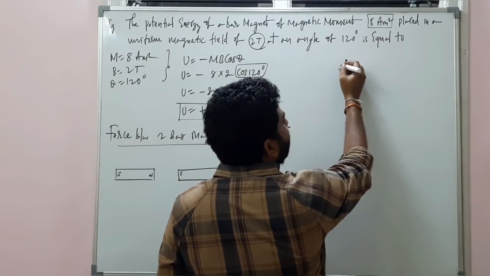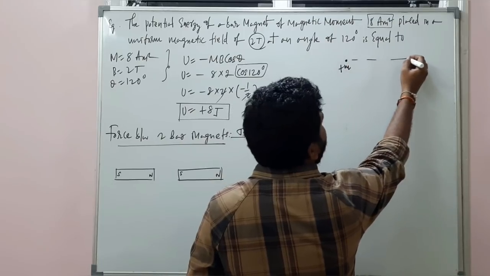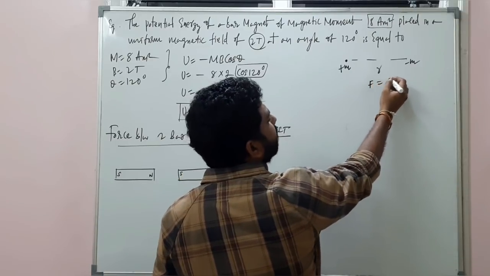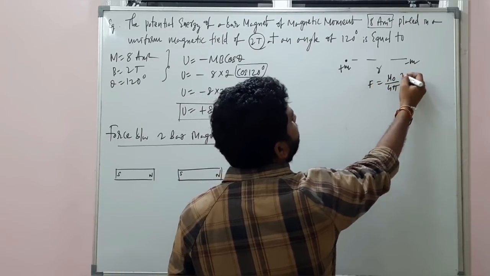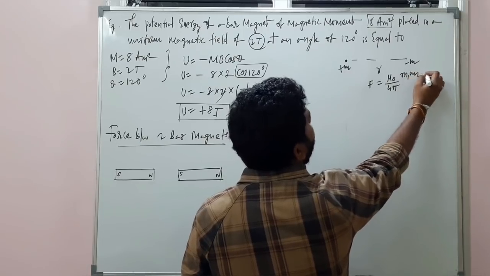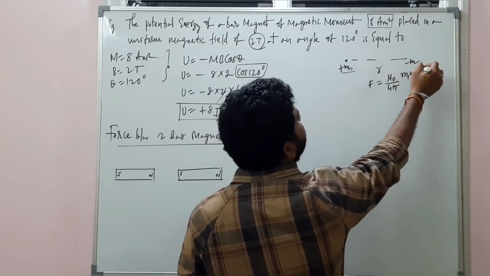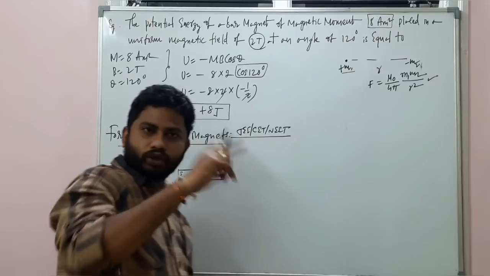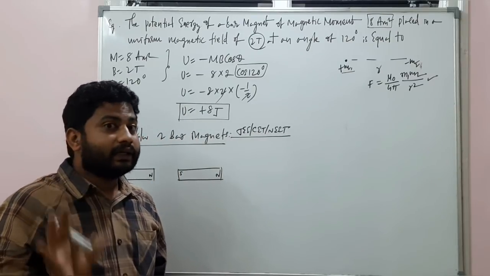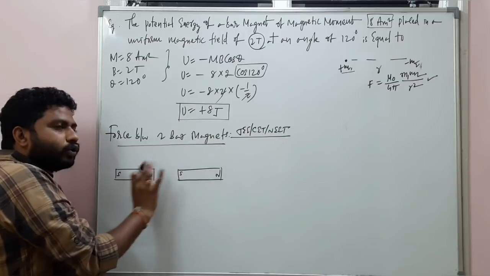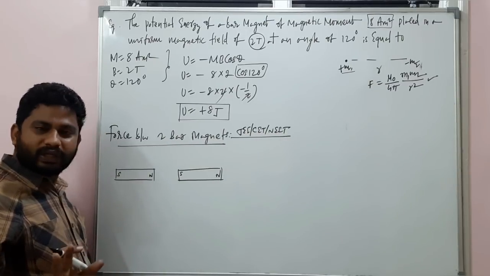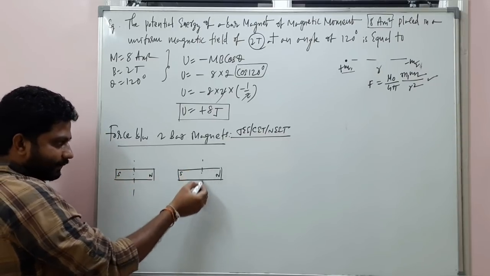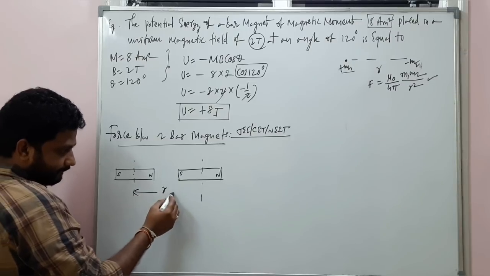See, there is a magnetic pole plus M and a magnetic pole minus M at a distance R. So we know the force of interaction between them will be mu naught by 4 pi into M1 into M2 by R square. This is what we have discussed due to the two monopoles. But here, the force of interaction between two magnets, okay, these two magnets are kept at a distance R from their centers. That is the important point.